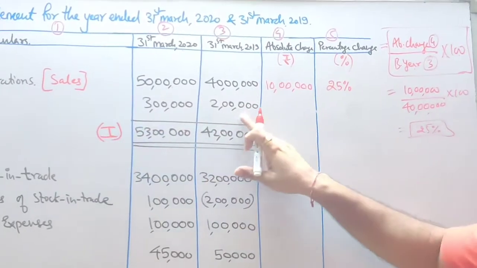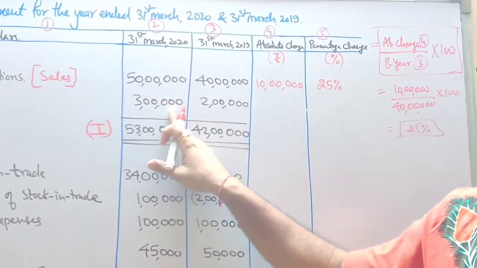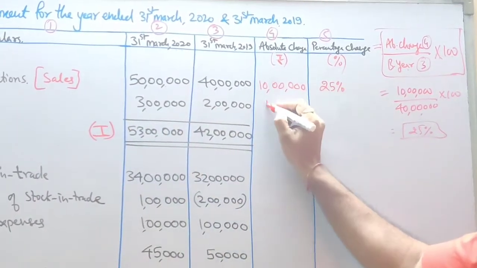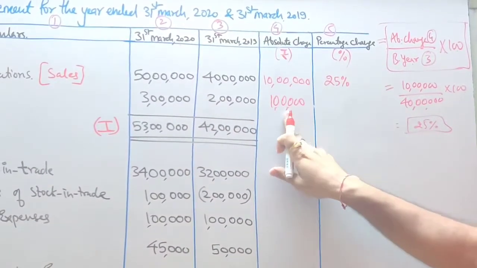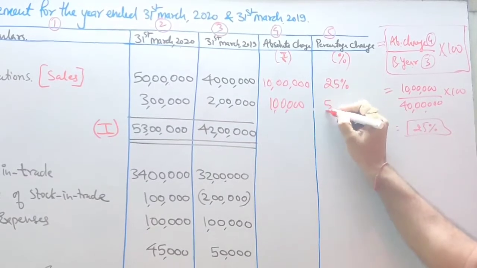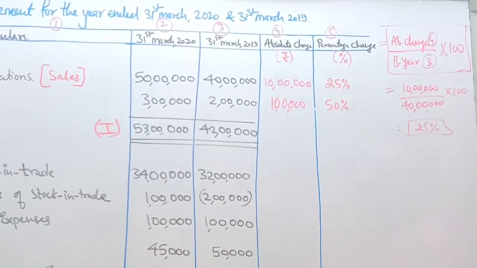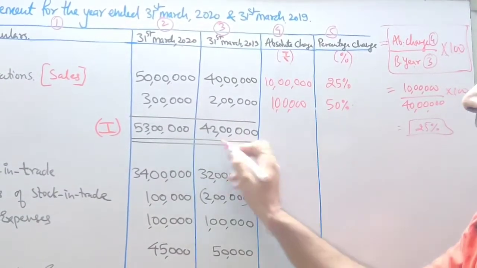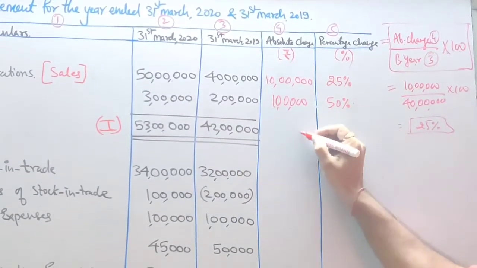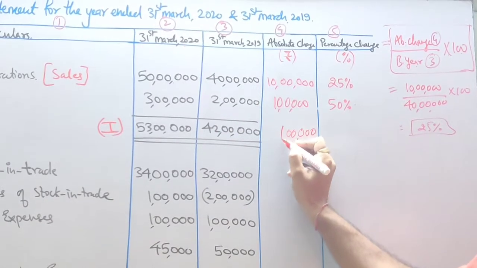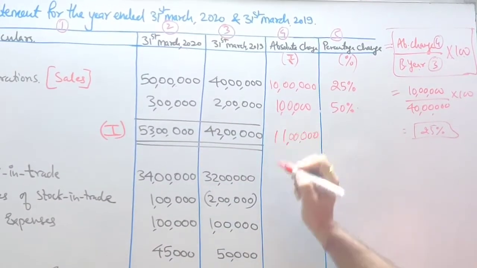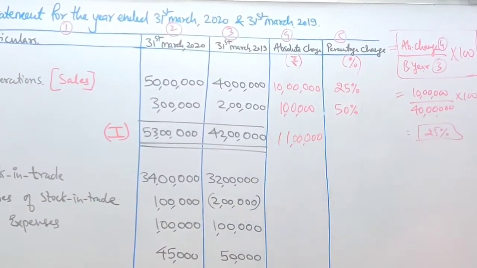Last year other income was 2 lakh. This year it is 3 lakh. So other income has increased by 1 lakh. And for percentage, 1 lakh divided by 2 lakh, that will give you 50%. And what will be your total income difference? It will be 1 and 11 lakh. So difference is of 11 lakh.